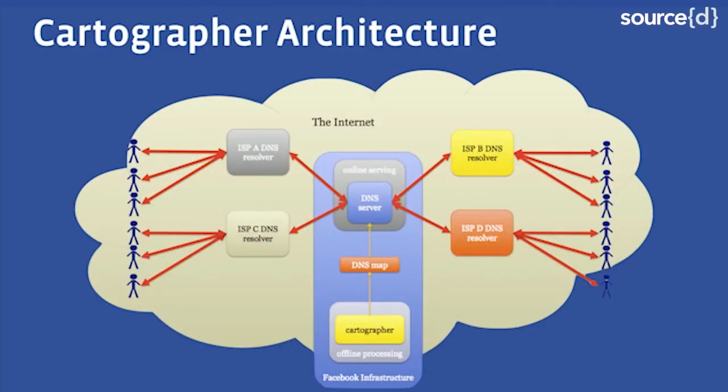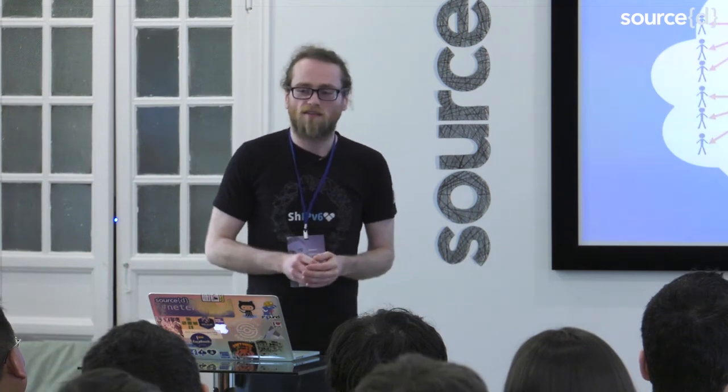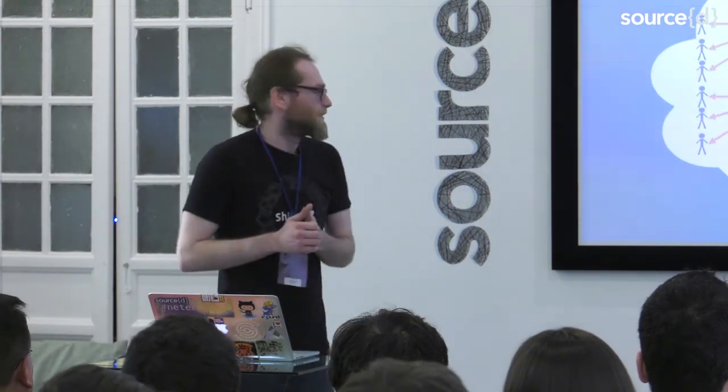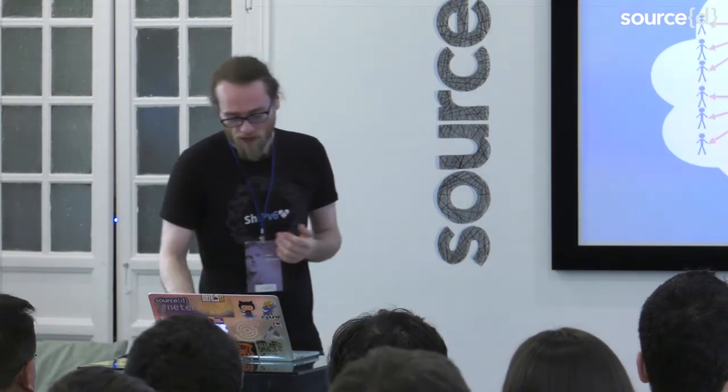So here is maybe a slightly better diagram of its architecture. So this is all inside Facebook's infrastructure. And then we have ISP resolvers. Most Facebook users use their ISP's resolver. If you're using Google DNS or something, I mean, that's kind of your own fault. We're not as easy to target people that way, but we have other means.